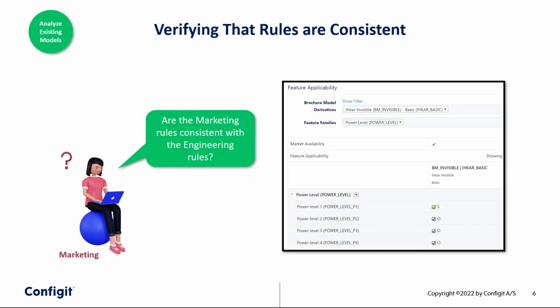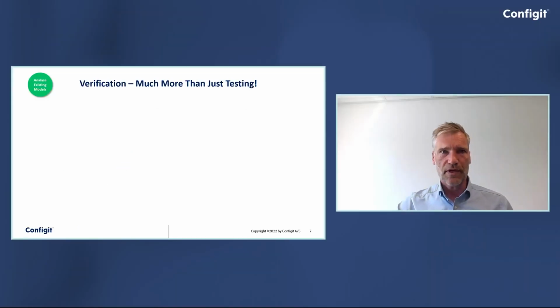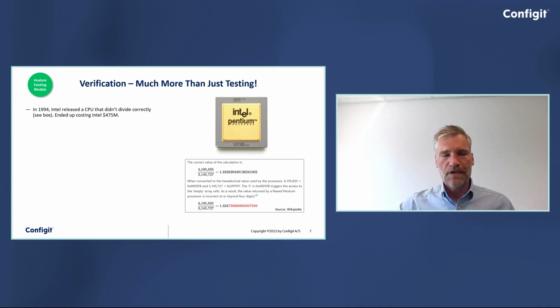So before we go into details with how you actually do this, I would like to talk a little bit about verification and show that verification is actually a pretty cool thing. It's much more powerful than just testing your models. So to begin that little story, back in 1994, Intel launched a new Pentium processor that unfortunately could not divide correctly.